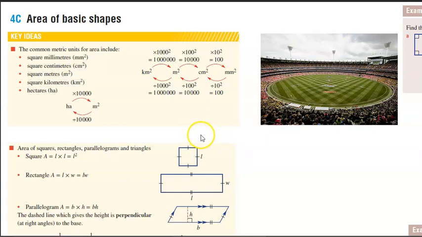And right now, we're going to go into metric unit conversions. Before this, we looked at how to convert from millimeters to centimeters to meters and kilometers. Now, we're trying to convert from millimeters squared to centimeters squared to meters squared to kilometers squared.